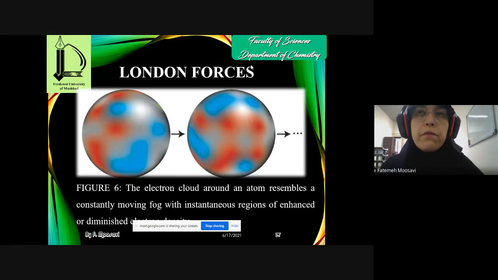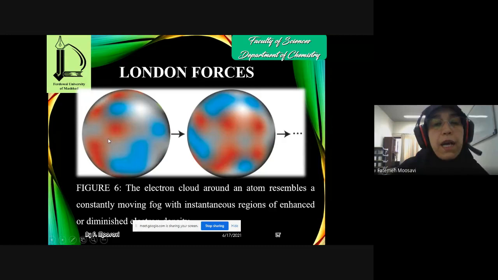You know that for a nonpolar molecule or a single atom, the electrons appear to be symmetrically distributed. In fact, at any instant, the electron cloud of atoms or molecules is not uniform. According to figure 6, you can see that the electron cloud around an atom resembles a constantly moving fog with instantaneous regions of enhanced or diminished electron density. Some places have a high distribution of charge, I mean, they are more charged, and some places are empty.